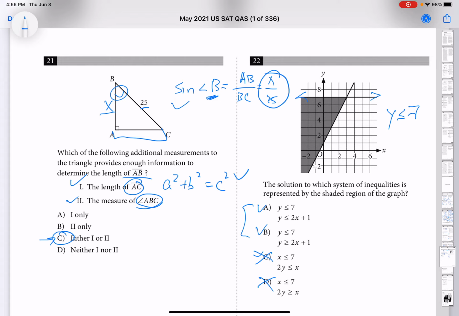Now let's see what else happens over here. The line over here represents 2x plus 1, and you're looking for y values that are above the line, so you're looking for y that's greater. So y is going to be greater. For number 22, the answer choice should be B.